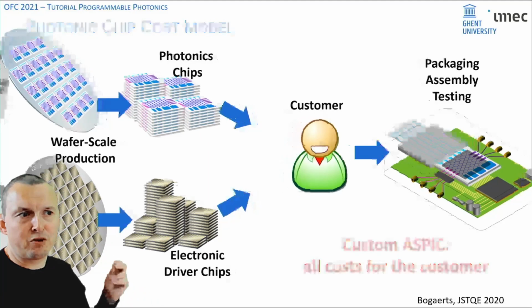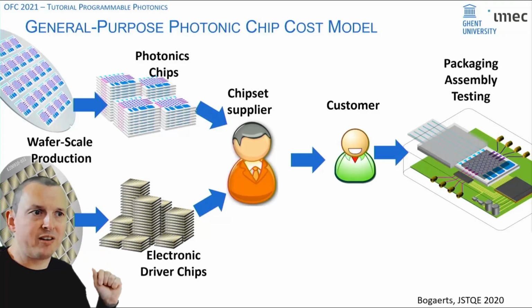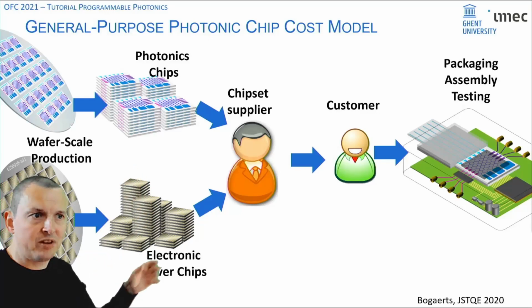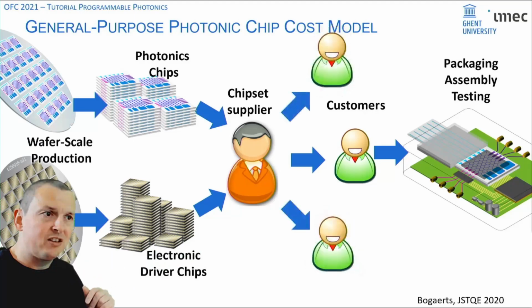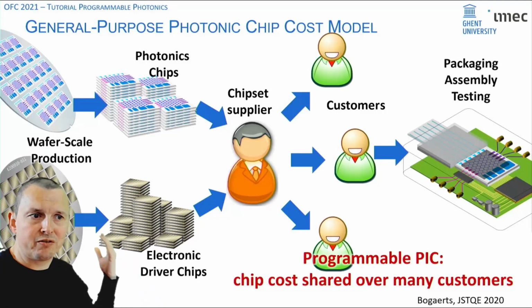Now, in the case of a programmable photonic chip, you would put a chipset supplier in the middle who makes these programmable photonic chips, which use the same type of wafer scale processes. But now that supplier supplies multiple customers. And so we now, with a programmable photonic chip, see that the development costs of these chips are shared by many customers.